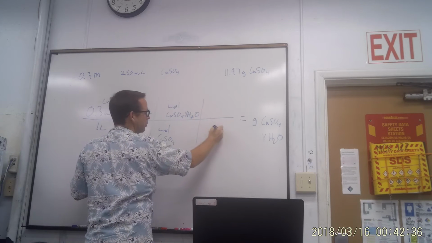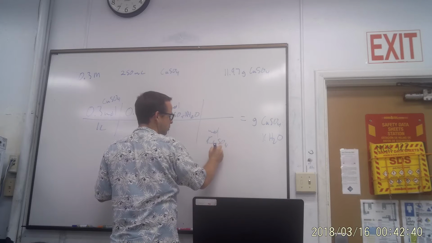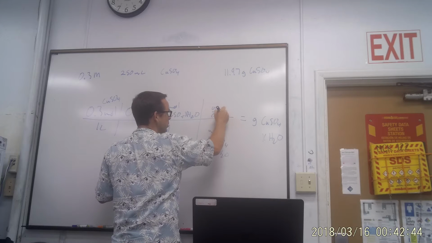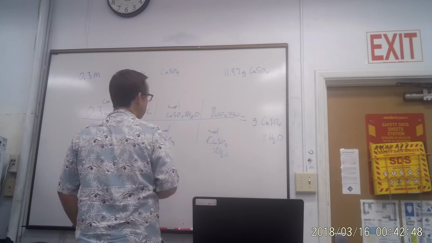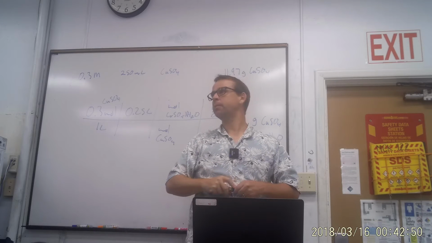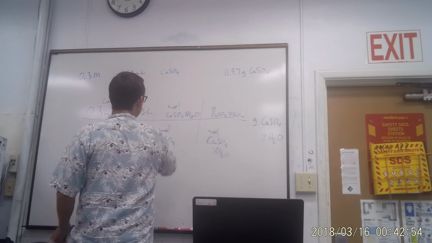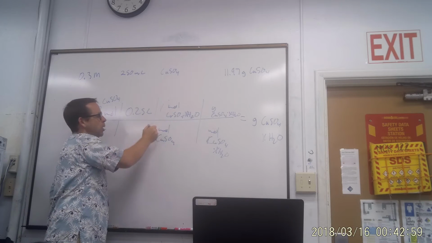Right? And then I can go from moles of copper sulfate hexahydrate to grams of hexahydrate. Right? Everybody okay with that? 0.3 times 0.25. What's this ratio here? 1 to 1.